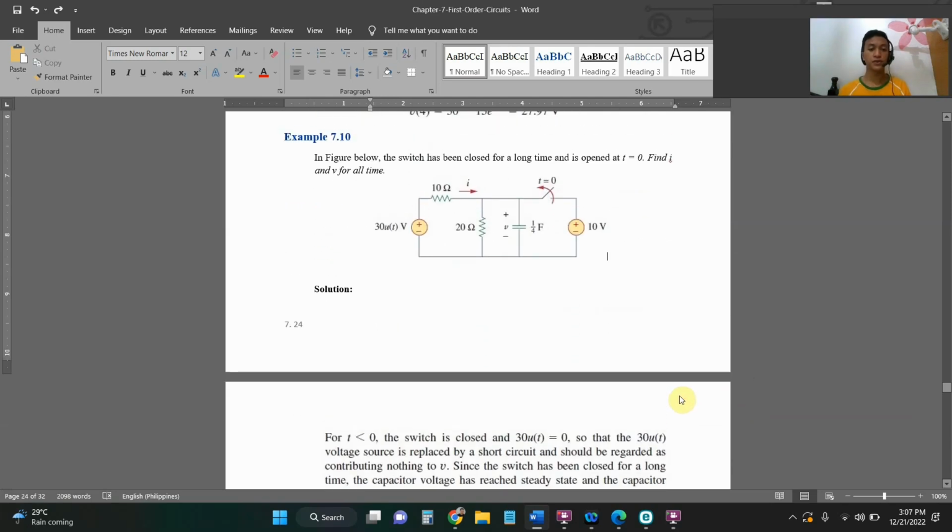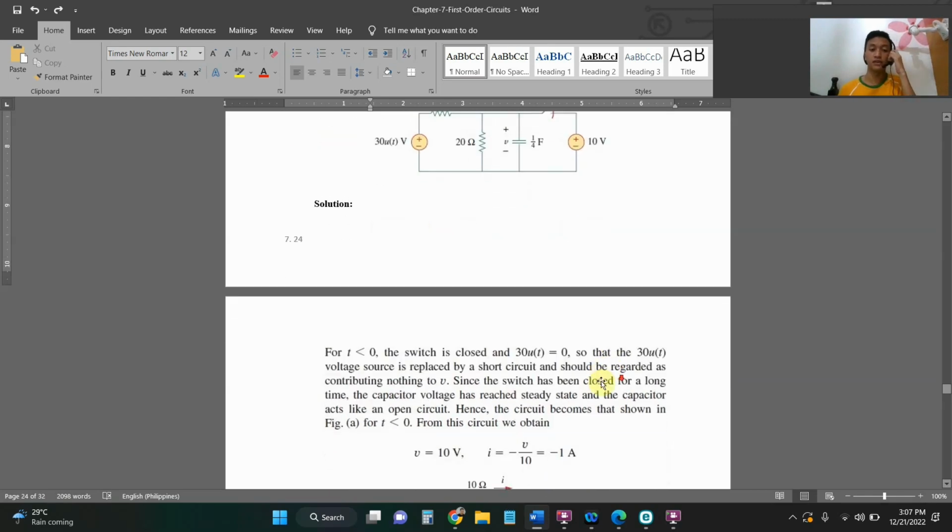So in example 7.10, in the figure below, the switch has been closed for a long time and is opened at t equals 0. Find i and v for all time. So we're looking for i and v, okay?